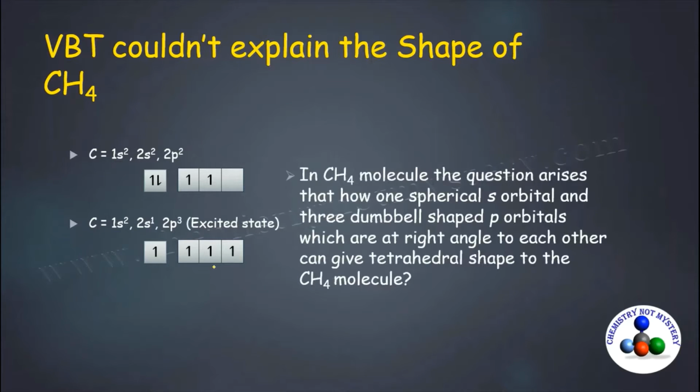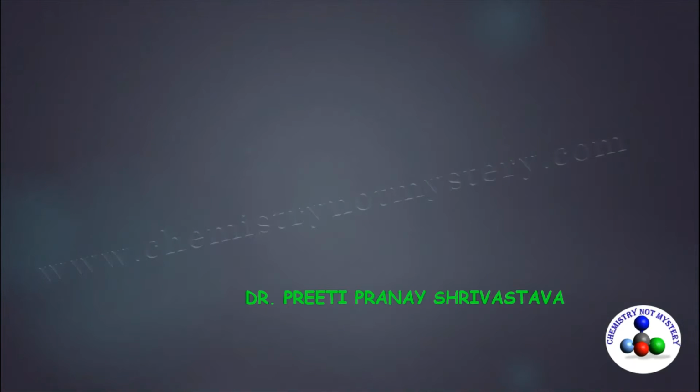But these orbitals are right angled to each other. This is px, this is py, and this is pz. All these orbitals are right angled to each other. So the shape of the methane molecule can't be tetrahedral, but that is the actual shape of the methane molecule. And this couldn't be explained by the VBT.